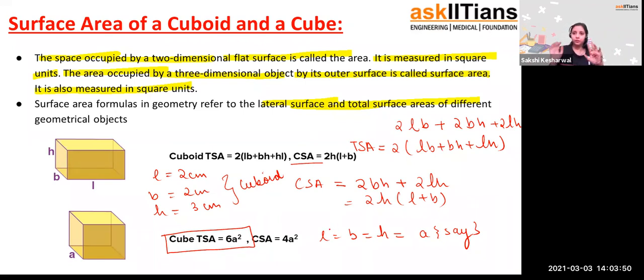Now, if I talk about CSA, curved surface area, that's lateral surface area, of a cube, it will be the 4 walls. So this equals 4A squared. That's it.